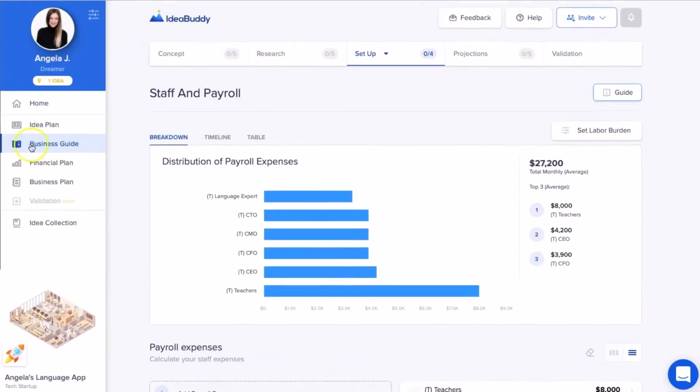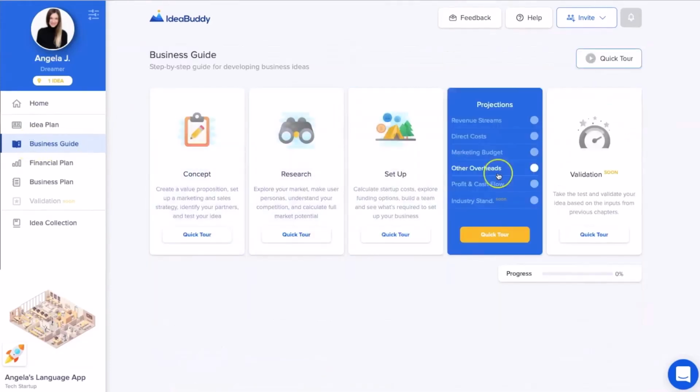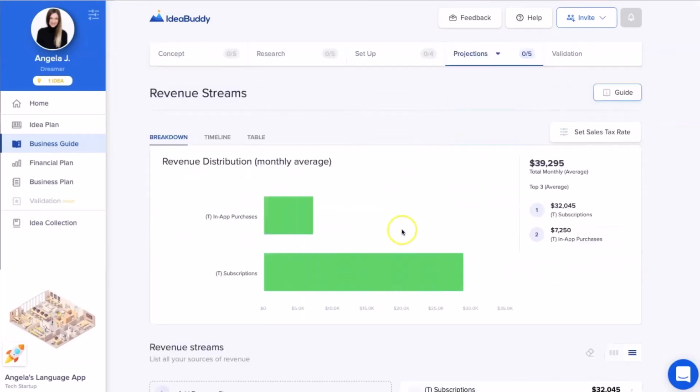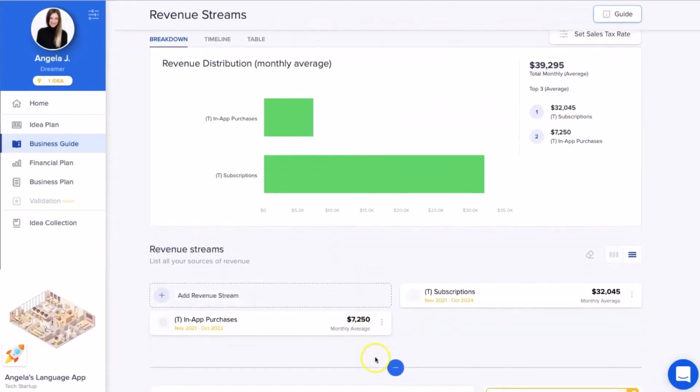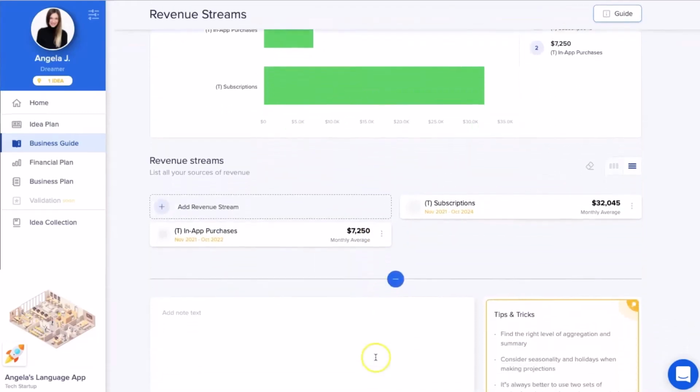Here in the projections chapter, you will dig into more of the details of your pro forma or financial projections. Let's start with revenue streams. Here you'll project your sales. You're going to want to nail down realistic projections customized to your revenue model. So you may make money through billable hours or unit sales, subscriptions. You can define all of that here, and you can tie it directly to your market potential.